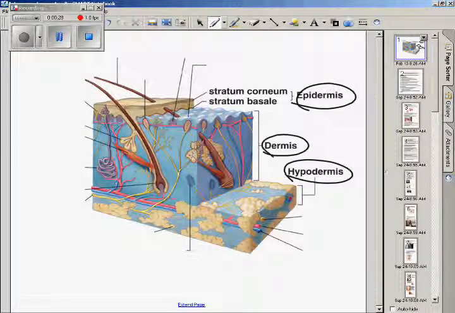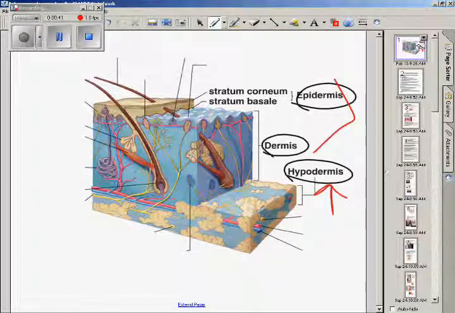During our bell ringer, which two did we say were part of the skin system? Right, the epidermis and dermis. And then they say that the hypodermis is really not part of it, but we study it with it, so I don't know why they separate it out.